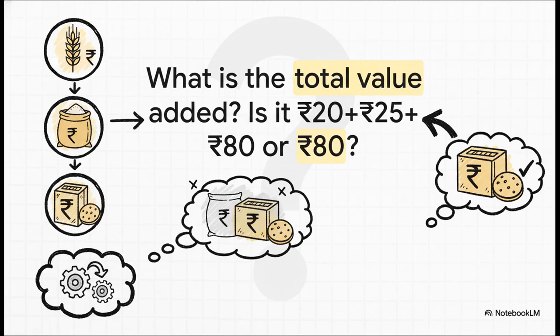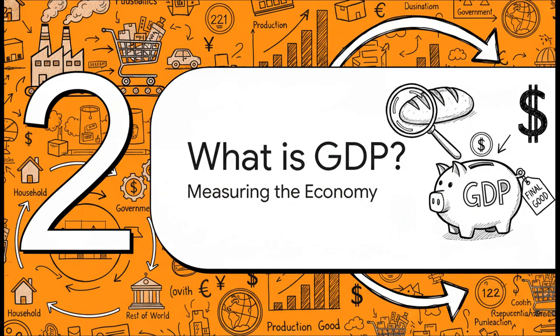Think about it. That 80 rupees you pay for the biscuits already includes the value of the flour, which in turn includes the value of the wheat. If we add them all up, we'd be counting the value of the wheat multiple times. This is a big mistake called double counting, and we must always avoid it. So this brings us to the golden rule for measuring an economy. Remember this very carefully. We only count the value of final goods and services.